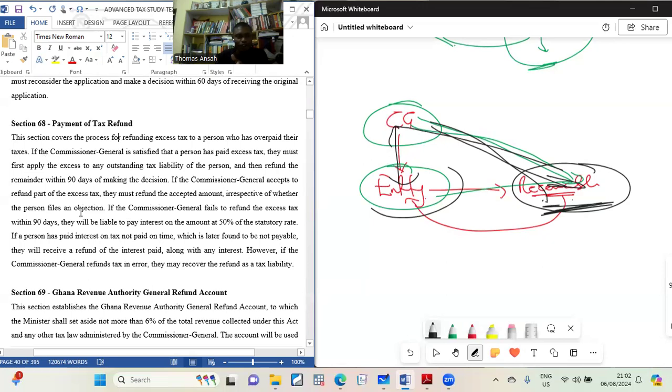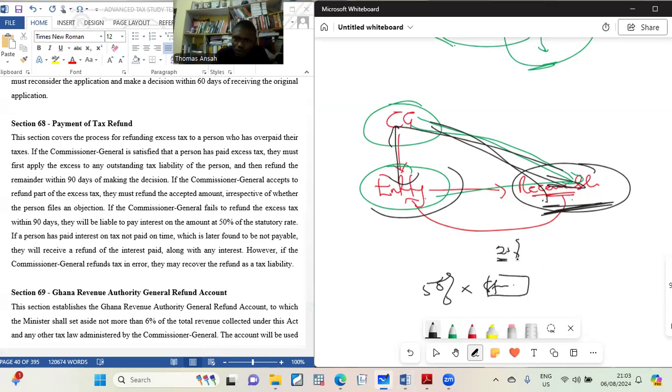Now, be mindful of the fact that if the Commissioner General fails to pay the refund within 90 days, he will be liable to pay interest on the amount. The interest is calculated at 50% of the statutory rate. The statutory rate is the Bank of Ghana monetary policy rate, so you will use that to pay. If the Bank of Ghana monetary policy rate is 25%, 50% of that will be what? 12.5, right? All right, so basically that is that.